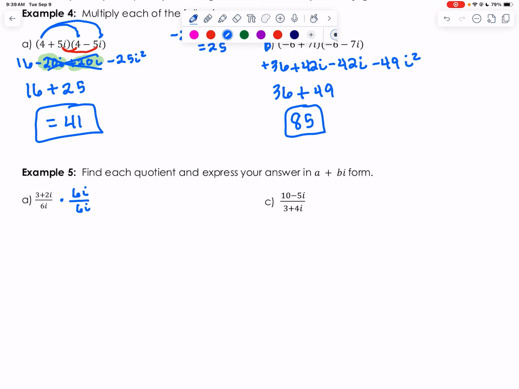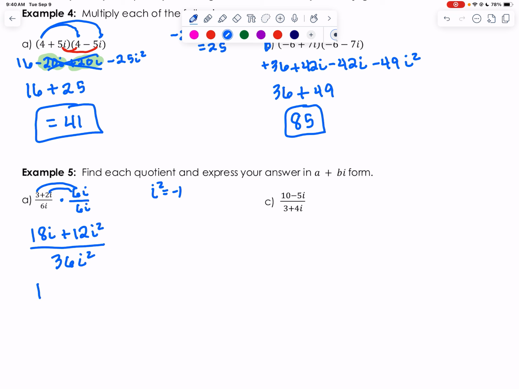So I'm going to take this 3 and multiply by 6i, and then I'm going to take the 2i and multiply by 6i. So 3 times 6i would be 18i, and 2i times 6i would be 12i squared. Now on the bottom, 6i times 6i is 36i squared. Now, I know this can be simplified because I've got a lot of i squareds. And remember, we know that i squared is equal to negative 1. So anywhere we see i squared, we can replace it with negative 1.